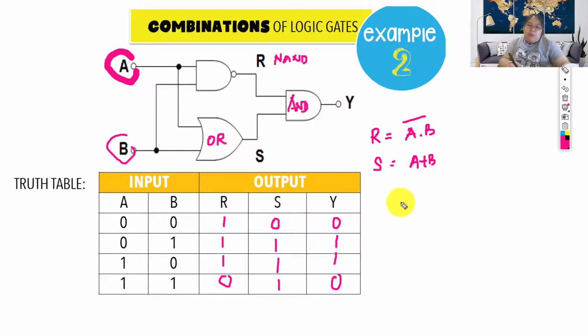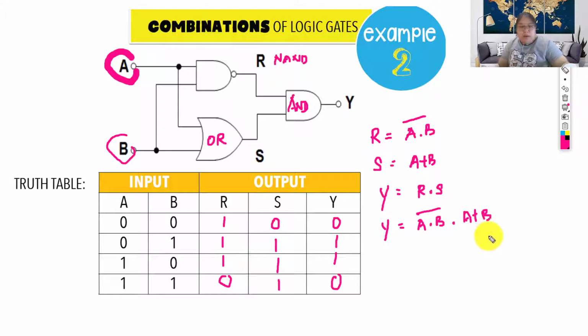Last one, Y. Y comes from R and S: R dot S, because it is an AND gate. Now I need to combine. I don't want R and S, I want A and B only. So R is A dot B bar, then dot S, which is A plus B. So this is the final answer for the Boolean algebra, with just Y and A, B. I think this one is no problem. Then continue with example 1 from your notes.